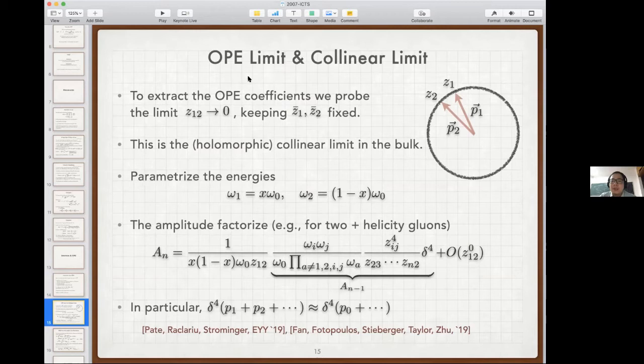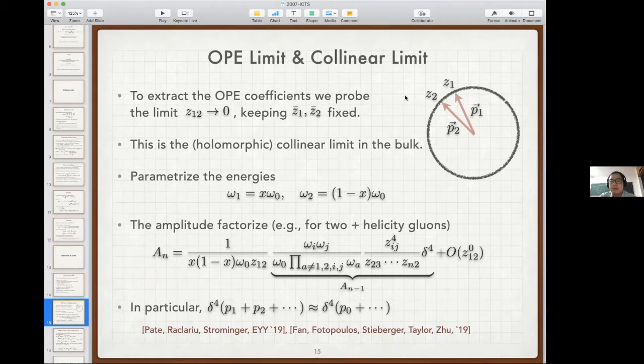So in the OPE limit, let's think, because here there are the holomorphic variable and the anti-holomorphic variable. So here we just temporarily fix the anti-holomorphic one and take two particles and let their holomorphic variables approach each other. So we would like to call this the holomorphic collinear OPE limit.